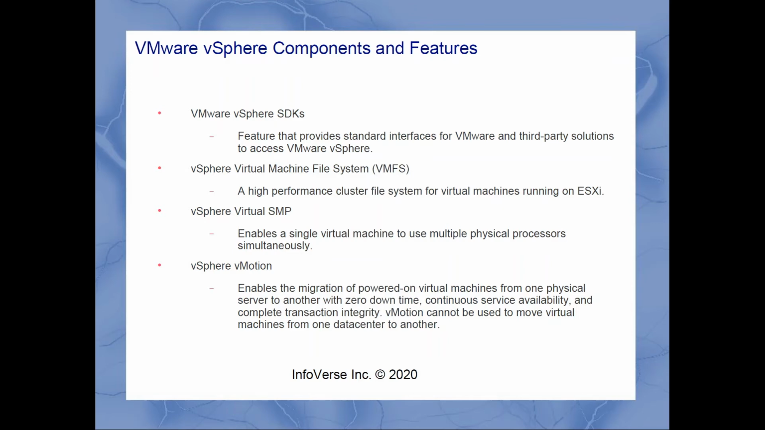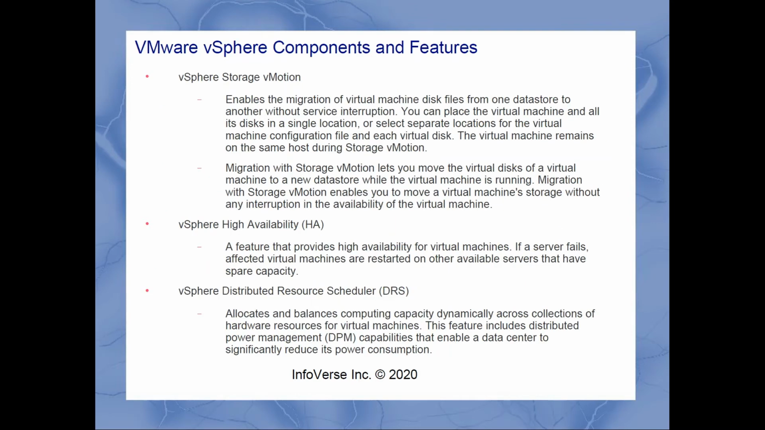VM. vSphere vMotion allows us to migrate powered on virtual machines from one physical host to another with zero downtime. Very key requirement for any enterprise. Storage vMotion, again it's built on vMotion, and allows us to move virtual disks of a virtual machine to a new data store while the virtual machine is running. Again, great capability, allowing minimum downtime and as much uptime as possible.